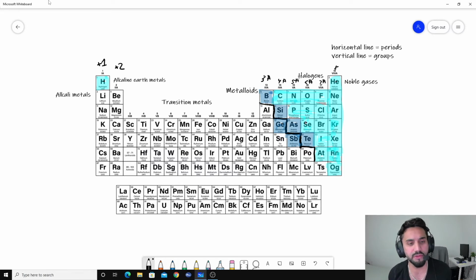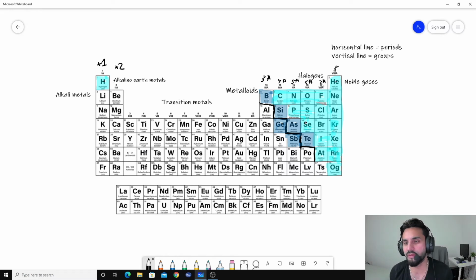And ions are atoms which have lost or gained electrons. Let's move on to here, group 8. All the group 8 atoms here are called noble gases, and noble gases have no charge.